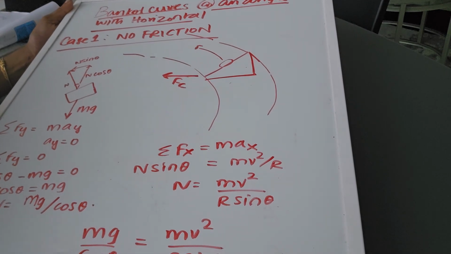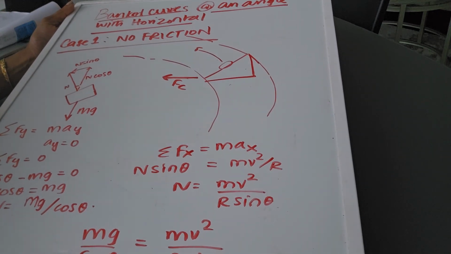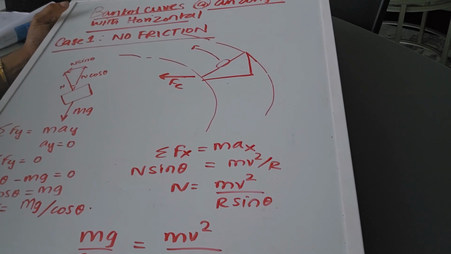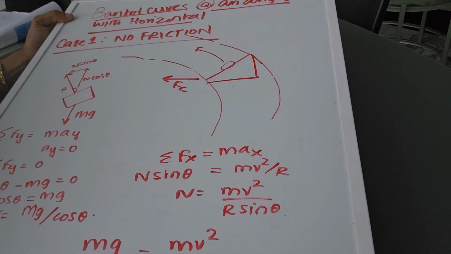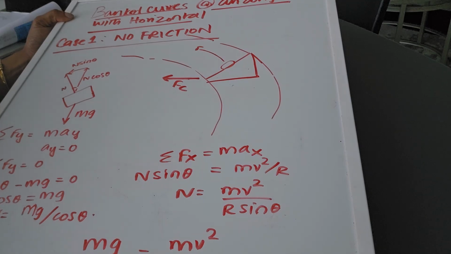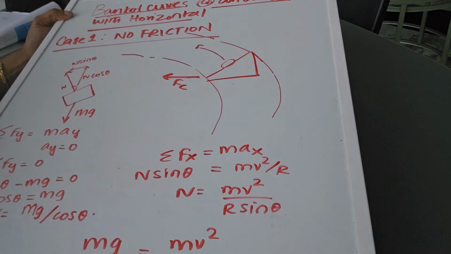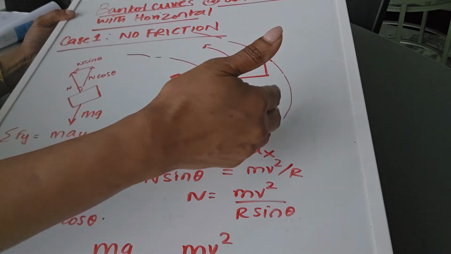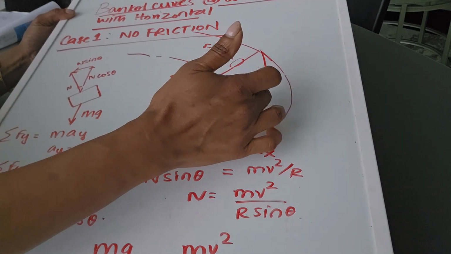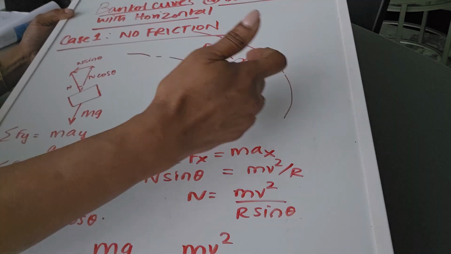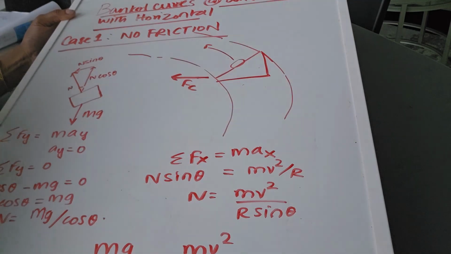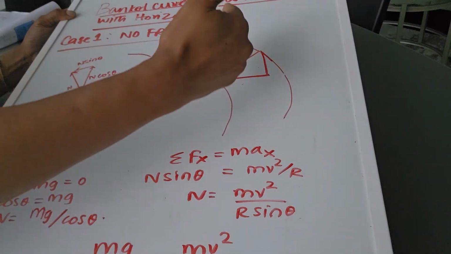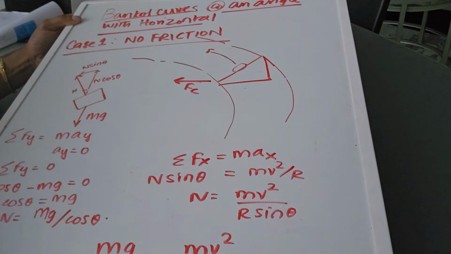Hello, this is a video for AP Physics 1 centripetal motion with banked curves at an angle with a horizontal. Case number 1 is going to be with no friction. So we have a banked curve. A banked curve is by definition a little incline at the turnings so that the car could keep its circular path when it's making the turn. So the incline at an angle helps it do that.